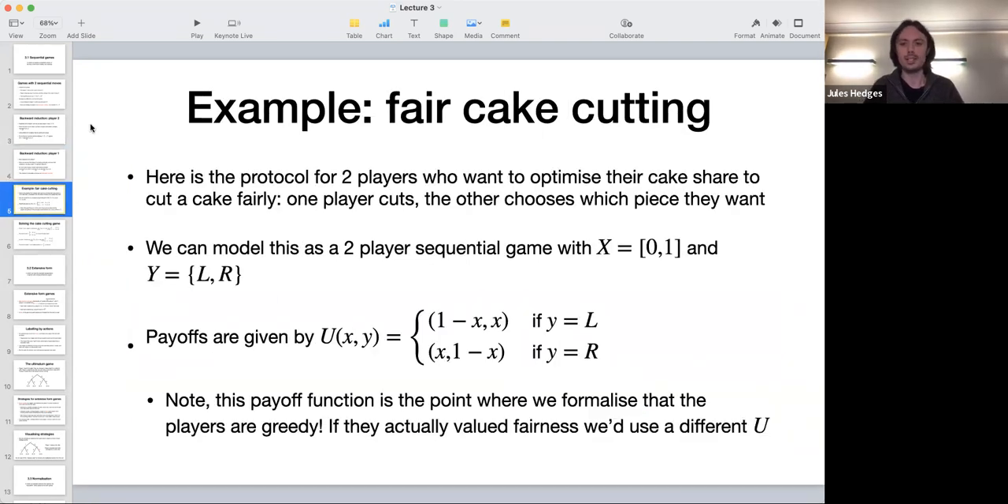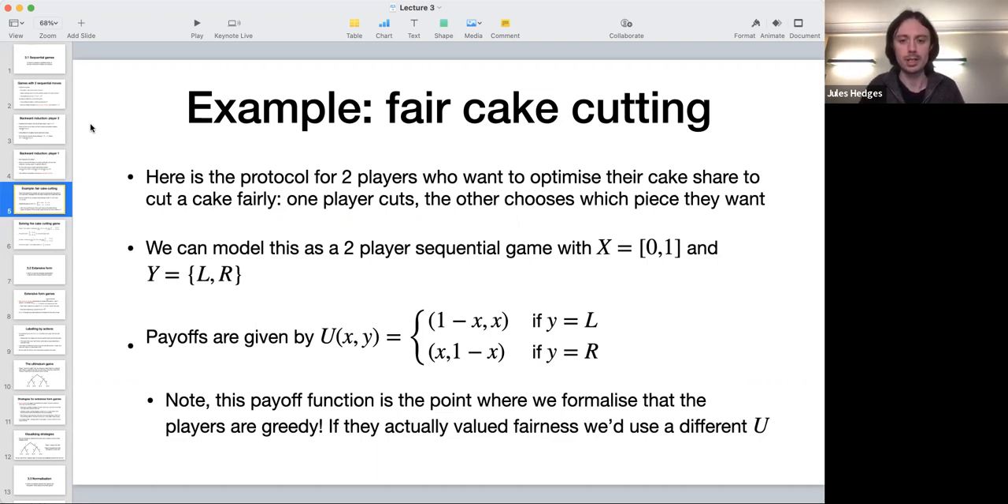An interesting example of this is the fair cake cutting protocol. Suppose we have two players who want to cut a cake fairly. There's a known protocol for this. Suppose the two players don't trust each other and they both want to optimize the amount of cake that they get. The protocol is that one player cuts the cake and then the other player chooses which of the two pieces they want.